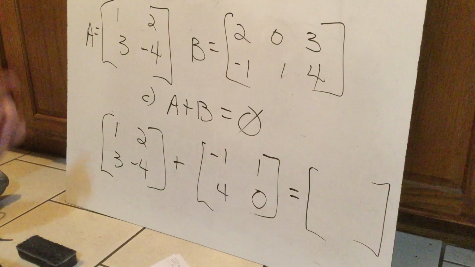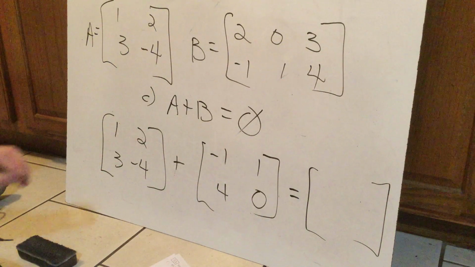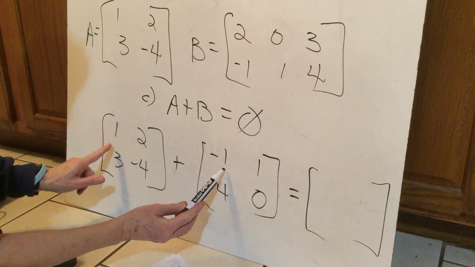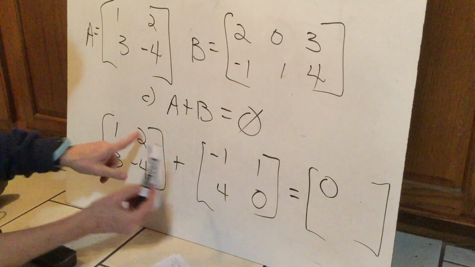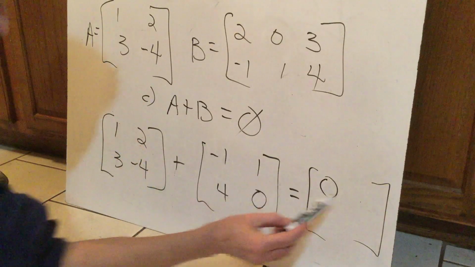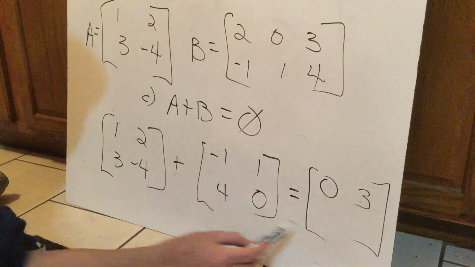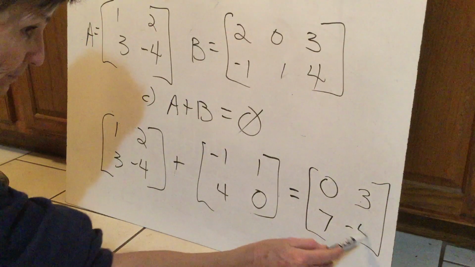So here we go. We're going to add these. We're going to add the entries that are in corresponding spots. So we're going to add right here. We're going to add these two together. So that will give me 0. Now I'll add these two. You see what I'm doing here? 2 and 1. I'm going to add these, 7. I'm going to add these, -4.